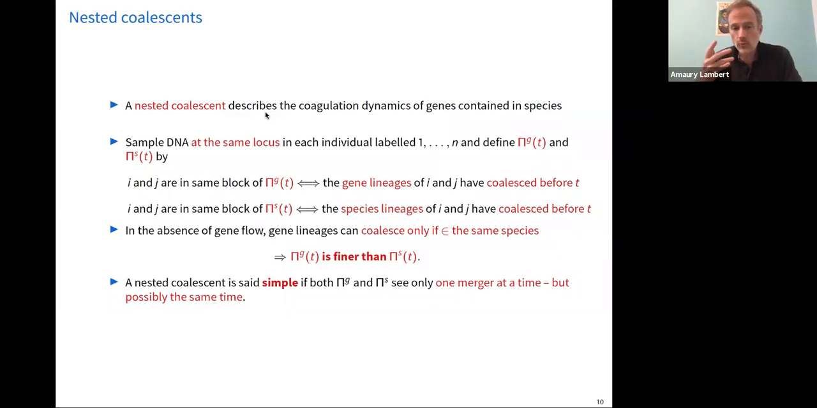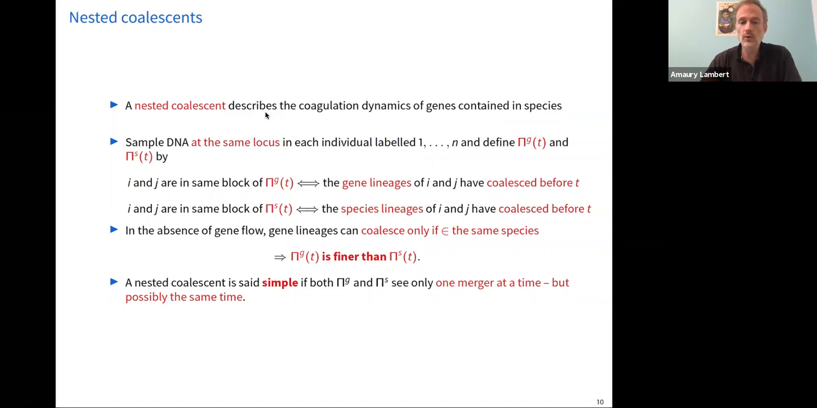Now, remember that we want to model gene trees inside a species tree in the absence of gene flow, so that the gene lineages can coalesce only if they belong to the same species. That means that a nested coalescent is a process valued in pairs of partitions, but one is always finer than the other. Okay, so pi g is always finer than pi s.